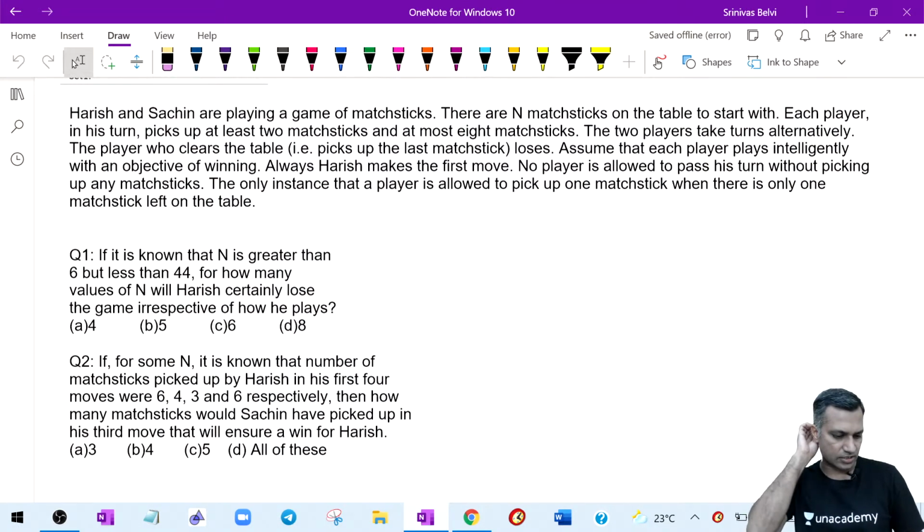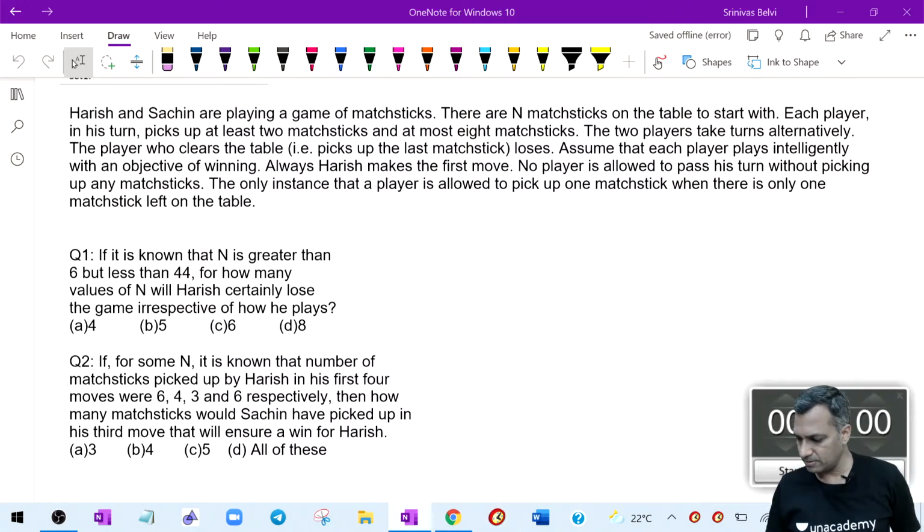Go ahead. This is the CAT set. There were many more questions. I've just picked up a couple of questions. We'll see if we are able to solve them. Simple. Now I'll give 4 minutes. You got to solve at least one.